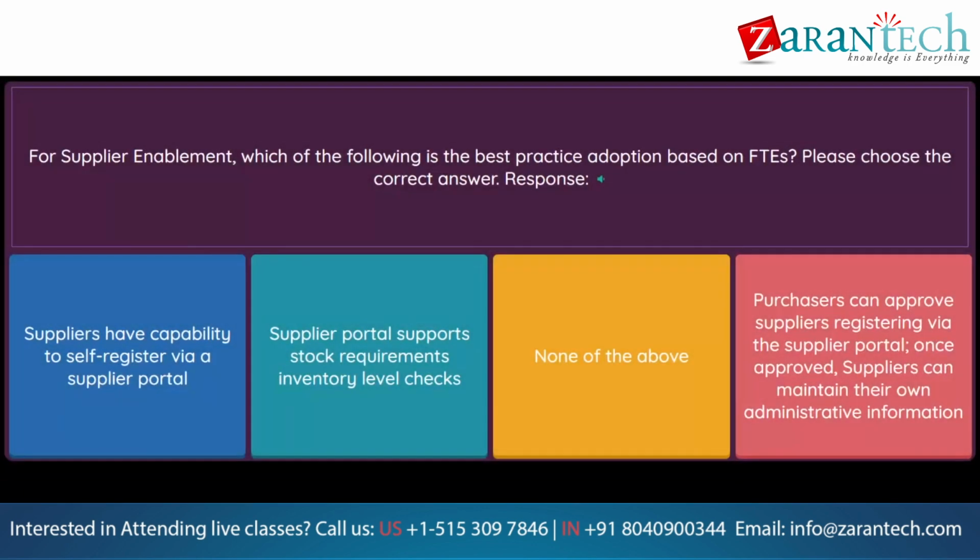Question: for supplier enablement, which of the following is the best practice adoption based on FTEs? Please choose the correct answer. Response: Option 1 Suppliers have capability to self-register via a supplier portal. Option 2 Supplier portal supports stock requirements inventory level checks. Option 3 None of the above. Option 4 Purchasers can approve suppliers registering via the supplier portal. Once approved, suppliers can maintain their own administrative information.